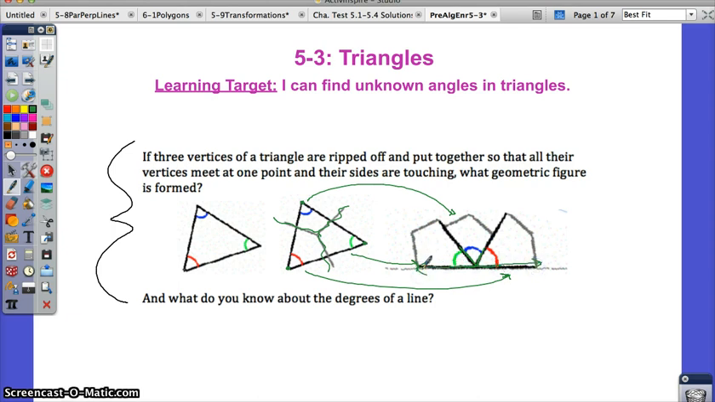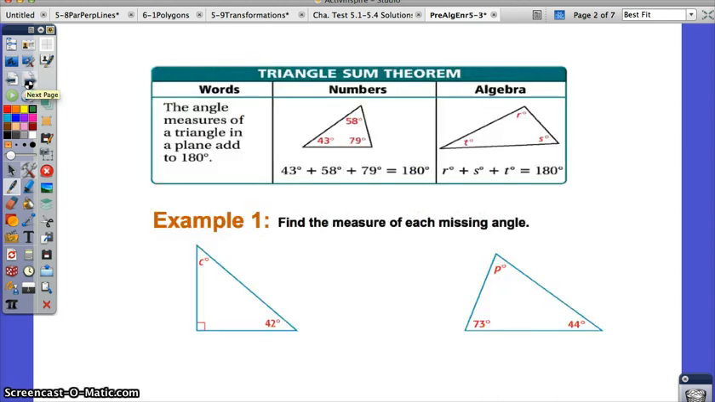And what do you know about the degrees of a line? Well, on one side of a line, right, there's how many degrees total? 180 degrees. This will work for every triangle. So the sum of the angles in a triangle will always form a line, which means they will always add up to 180 degrees. This is actually called the triangle sum theorem, and you will use this in geometry especially, but you're going to use it now. You may use it a little bit next year in algebra.